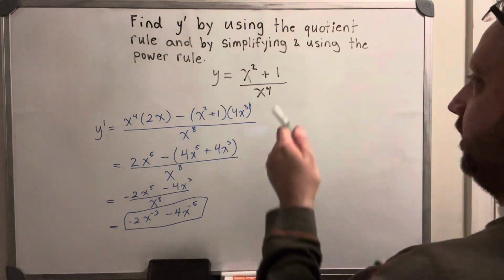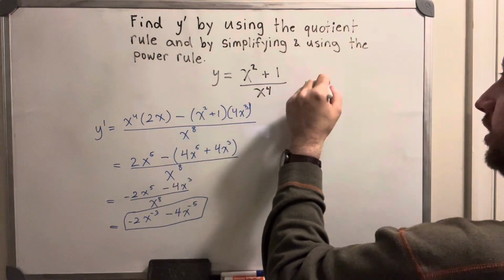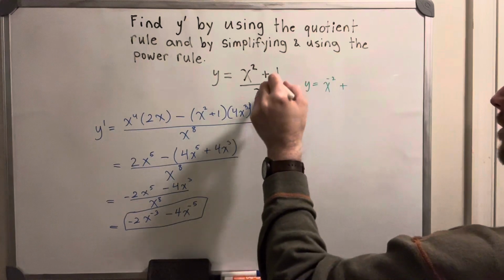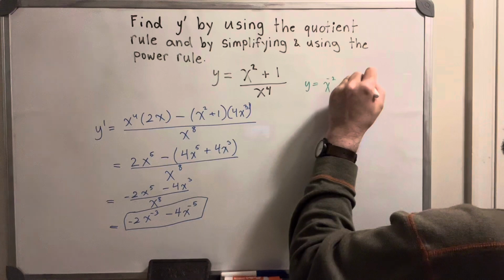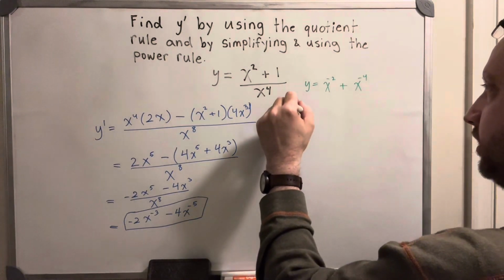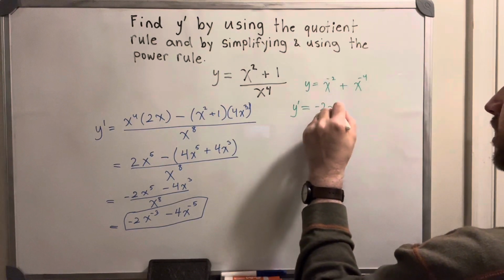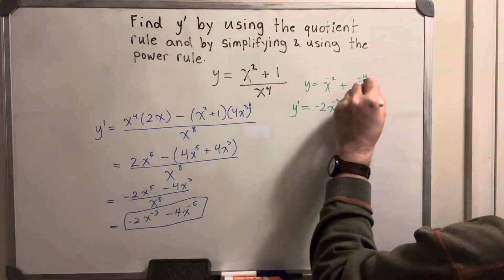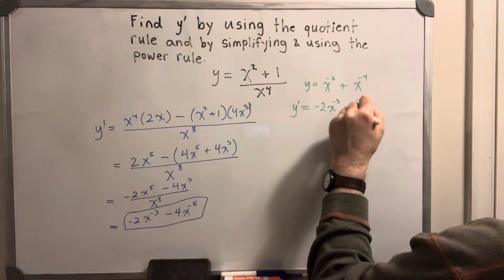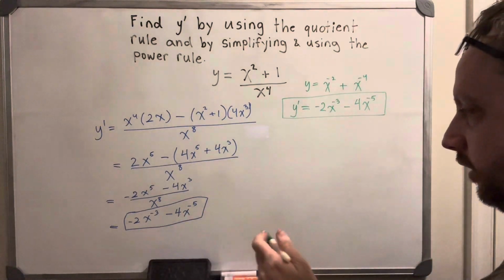What if we simplify this first? Well, then y is equal to x squared over x to the fourth, which is x to the 2 minus 4, negative 2, plus 1 over x to the fourth, which is x to the minus fourth. So now this is another way of writing y. Now we can just use the power rule on each of these. What's the power rule? X to the negative 2 is negative 2x to the negative third, plus the power rule applied to x to the negative fourth is plus negative 4, I'm just going to put this minus 4x to the negative fifth. And now we can compare the two answers, and they're the same.